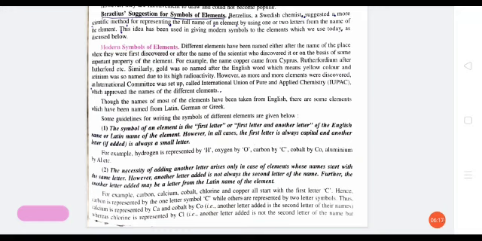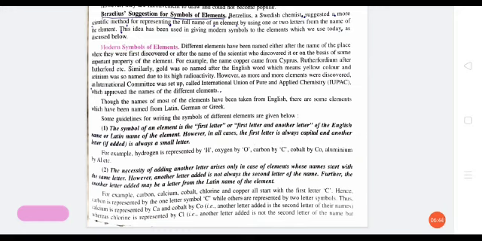The first letter is always capital and another letter, if added, is always a small letter. Example, hydrogen represented by capital H, and one more example, aluminium represented by one capital letter and one small letter. First letter is always capital and second one is always small letter.